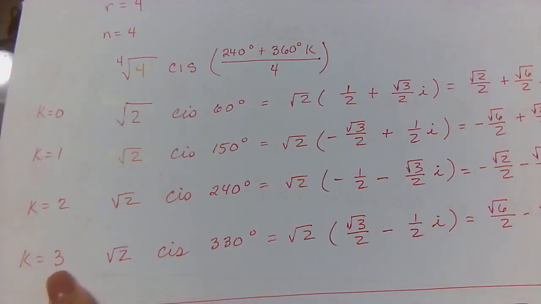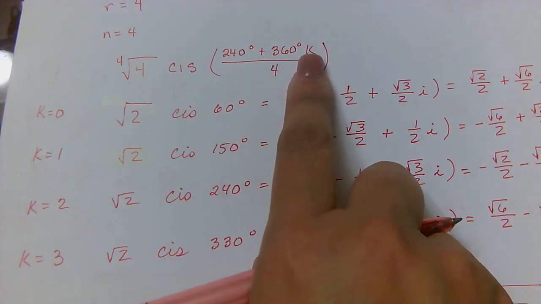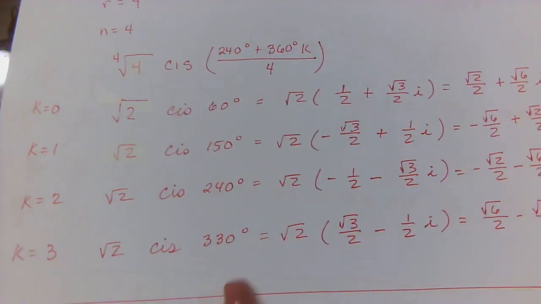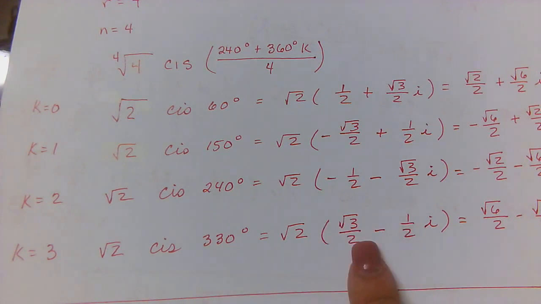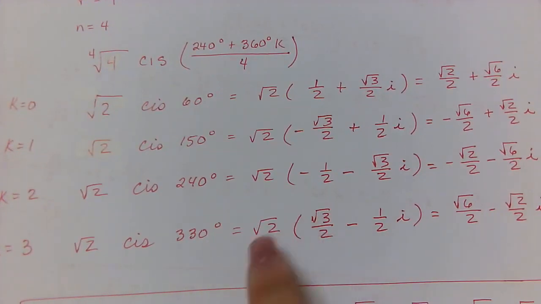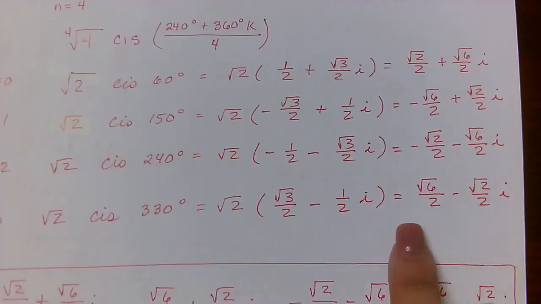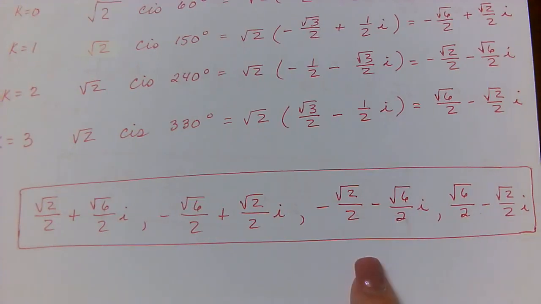k is equal to 3, square root of 2, cis, evaluate by plugging in a 3 there, you should get 330, and then cosine of 330 should be the square root of 3 over 2, and the sine of 330 should be negative 1/2, and then distribute the square root of 2 into the parentheses, and you should get that. Okay? And then here's your final answer.